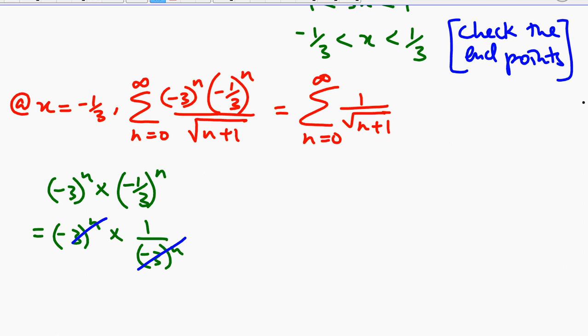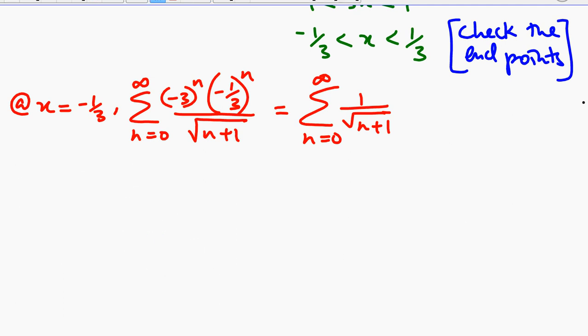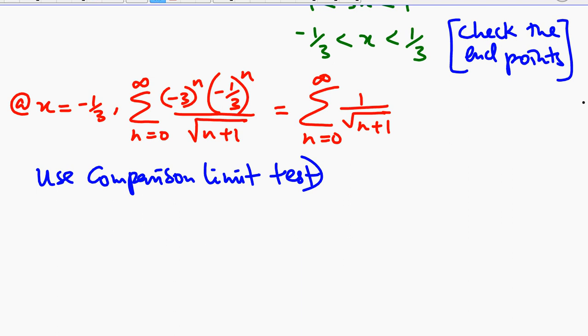All right. Now, there are two methods. One, you can use the limit comparison test. Another one you can use, let me just use the limit comparison test. So I'm going to compare this series with something that I know converges or diverges. So I'm going to compare this with 1 over square root of n. So I'll get the limit.